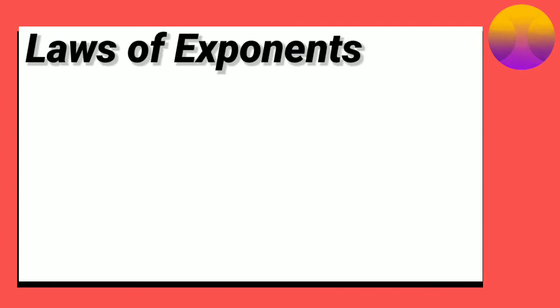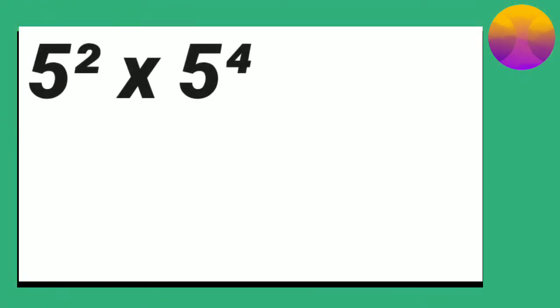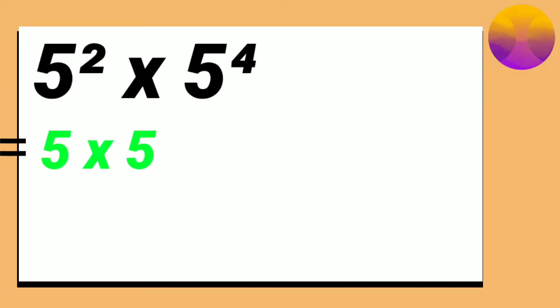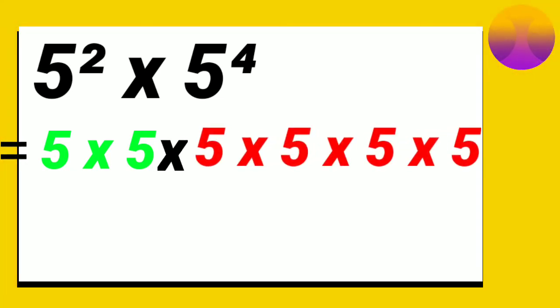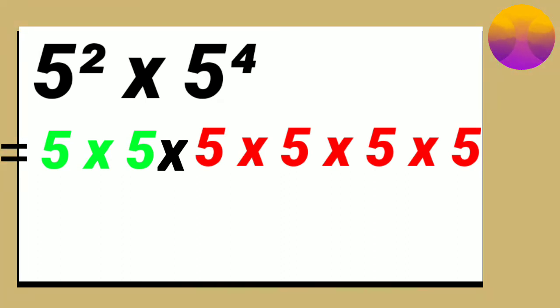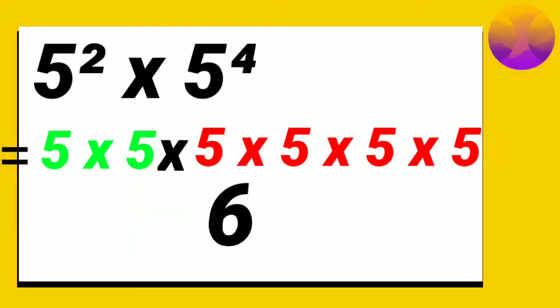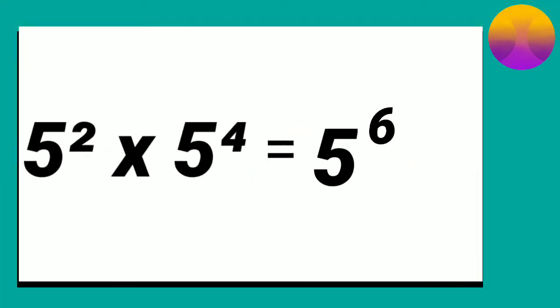Now we will study the laws of exponents. Let us start with an example. 5 square multiplied by 5 raised to 4. 5 square is equal to 5 into 5. Similarly, 5 raised to 4 is 5 multiplied 4 times, that is 5 into 5 into 5 into 5. That means in total 5 is multiplied 6 times. Therefore, 5 square multiplied by 5 raised to 4 is equal to 5 raised to 6.